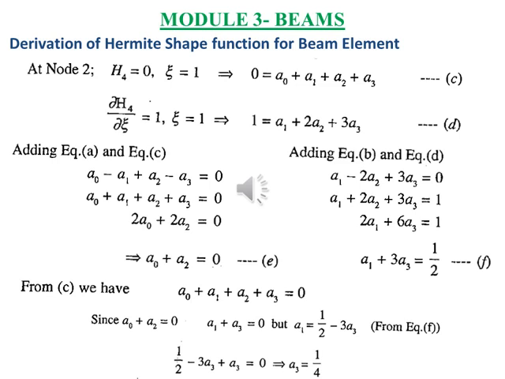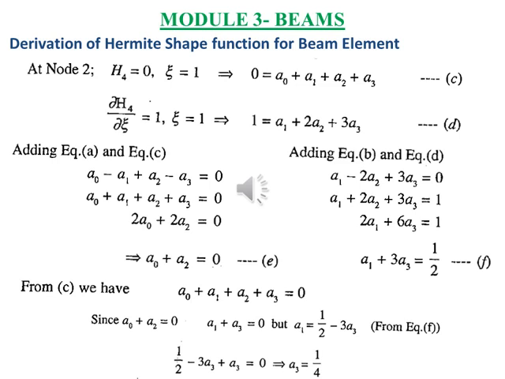So adding equation A and C we get A0 minus A1 plus A2 minus A3 is equal to 0, A0 plus A1 plus A2 plus A3 is equal to 0, we get 2A0 plus 2A2 is equal to 0. Adding equation B and D we get A1 minus 2A2 plus 3A3 is equal to 0, A1 plus 2A2 plus 3A3 is equal to 1, we get 2A1 plus 6A3 is equal to 1. So further simplifying, A0 plus A2 is equal to 0 and A1 plus 3A3 is equal to half.